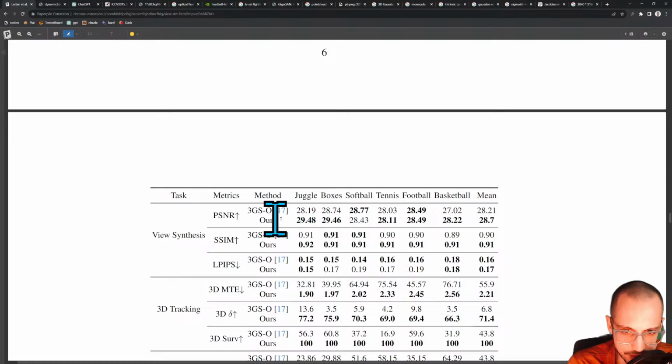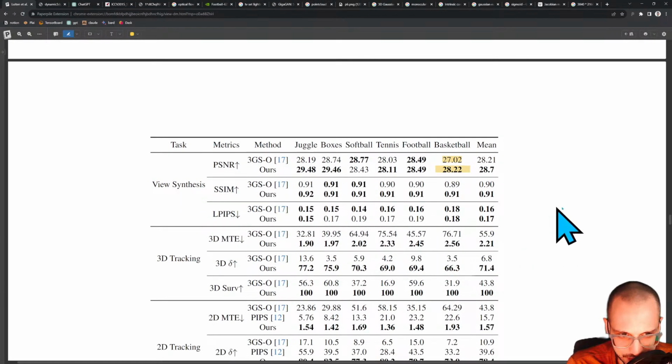All right, kind of seems like it works. PSNR, higher is better. Bold means higher. It's just kind of barely higher. But that's kind of what I mean, it's kind of hard to look at this as a human being and say, okay, well, what is 27 versus 28 on PSNR? I don't have a really good intuition about what the difference there is. SSIM is also slightly better compared to 3GSO.